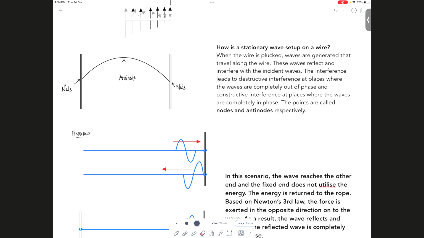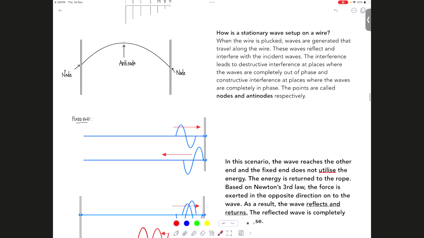Right. So how stationary waves are set up in a wire. When the wire is plugged, the waves are generated that travel along the wire. These waves reflect and interfere with the incident waves. The interference leads to destructive and constructive interference. The destructive points are called nodes, and the constructive points are called antinodes. Okay, so that's the exam version.